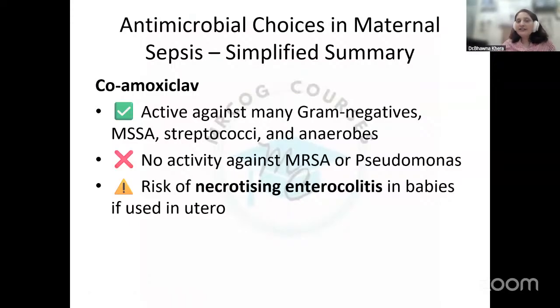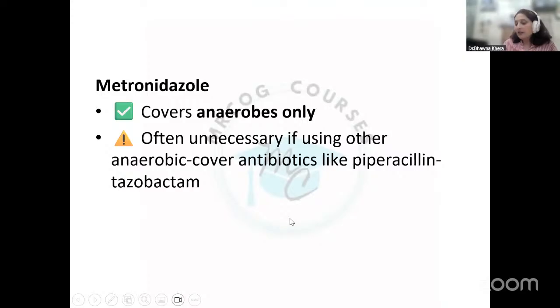Now, the role of various antibiotics. A simplified summary, as promised, totally simplified. So let's talk about this. Coamoxiclav is active against many gram-negatives, MSSA, streptococci, and anaerobes, but it is not effective against MRSA or Pseudomonas. There is a risk of necrotizing enterocolitis in babies if used in utero. That's why we do not prefer using it in the third trimester at least.